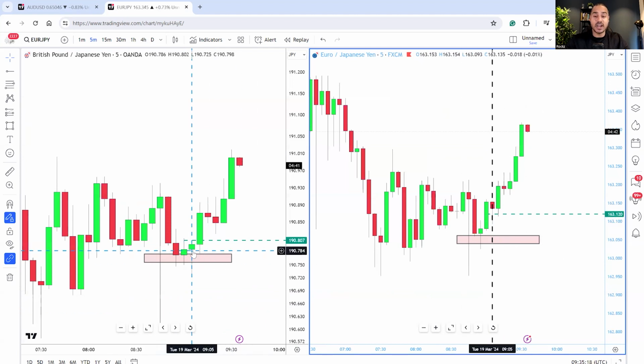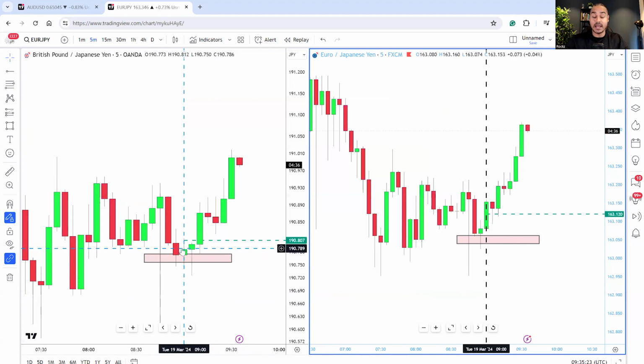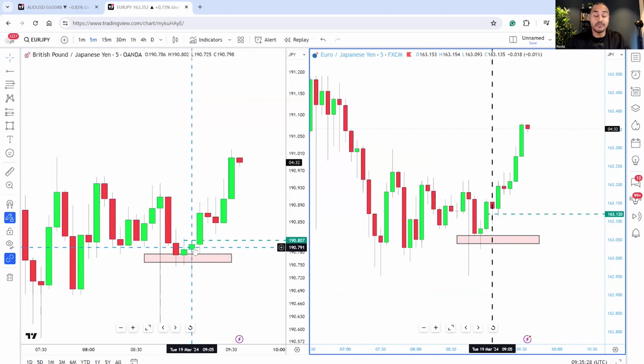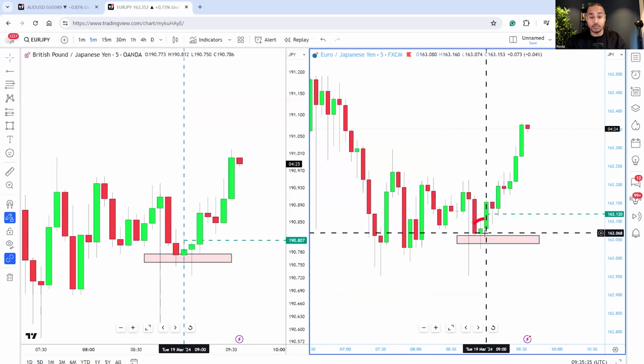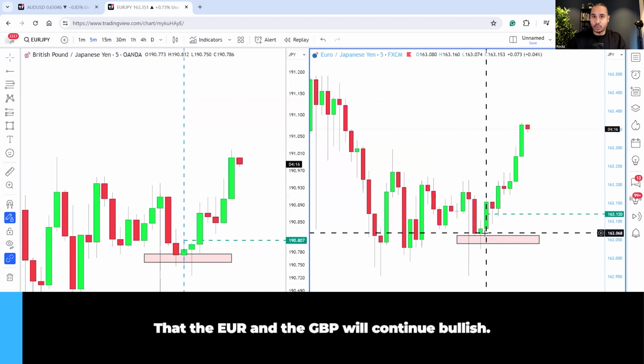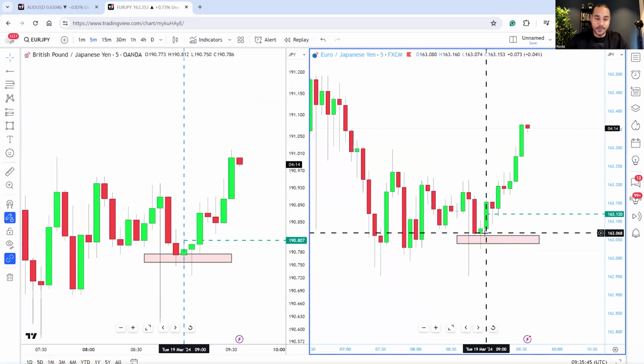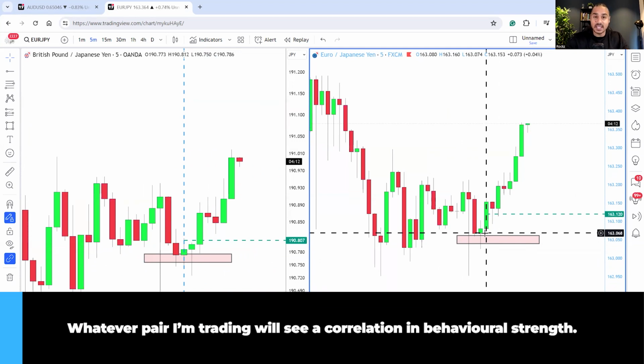We can see at 9:05, we have a very strong bullish close. From 9 o'clock till 9:05, we have a bullish close. We have 9:05 to 9:10, a bullish close. What do we have here? Well, at 9 o'clock, we have a strong bullish close. We have behavior that is lining up, illustrating to us that the yen is weak, and there's a very high chance that the euro and the pound will continue bullish. Whatever pair I'm trading, we're seeing a correlation in behavioral strength.